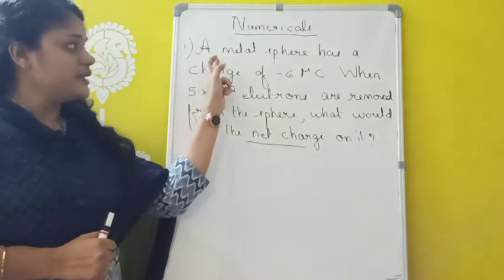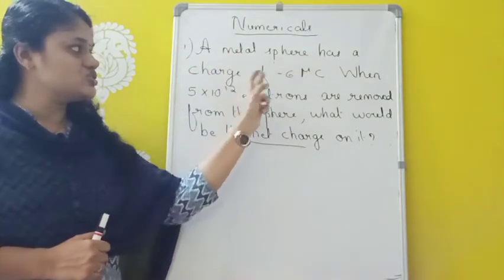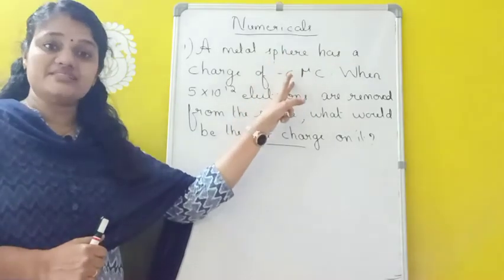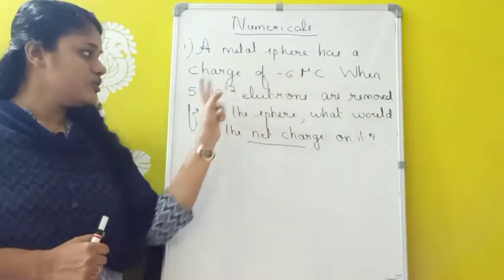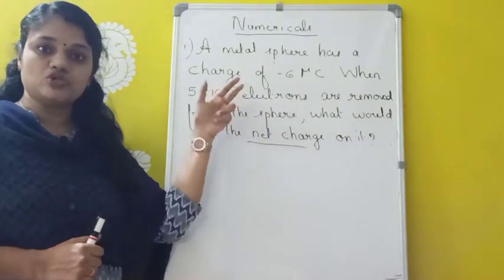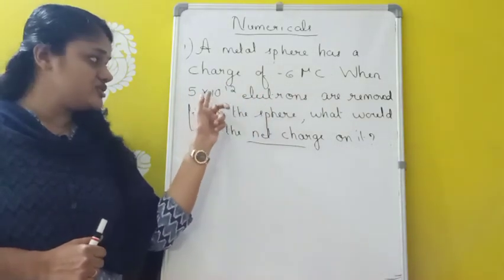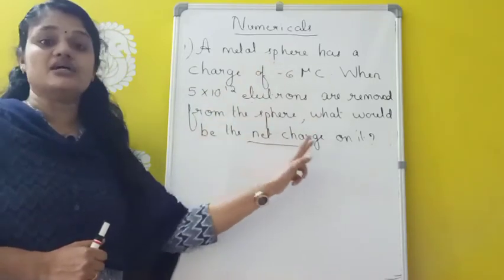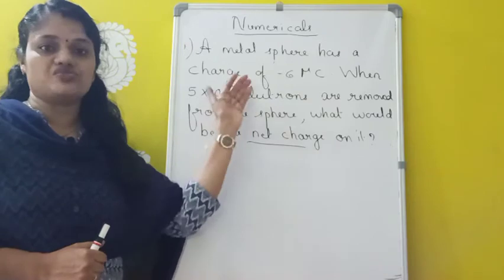So first one, a metal sphere has a charge of minus 6 microcoulomb. The sphere is having a charge of minus 6 microcoulomb. When 5 into 10 raised to 12 electrons are removed from the sphere. So suppose if you are removing 5 into 10 raised to 12 electrons from this sphere, what may be the net charge on it? So what is the final charge of this sphere?